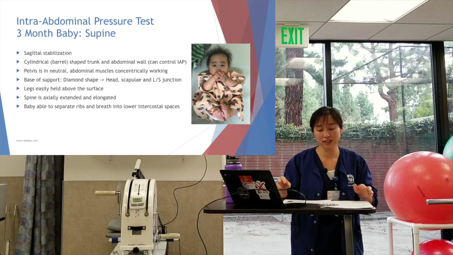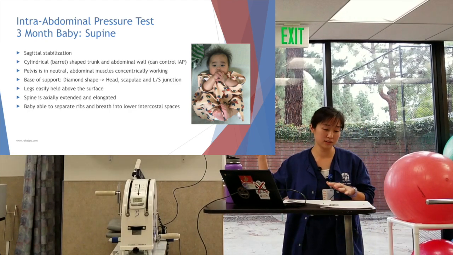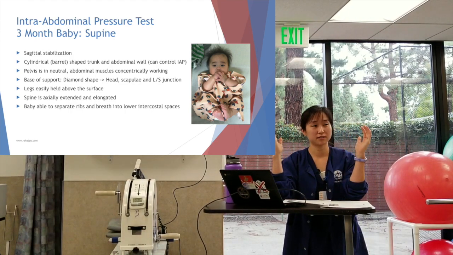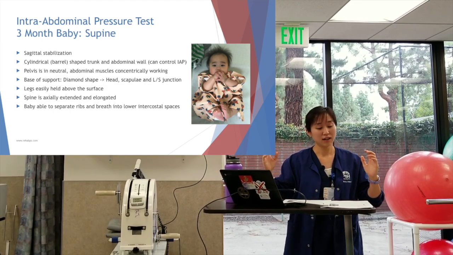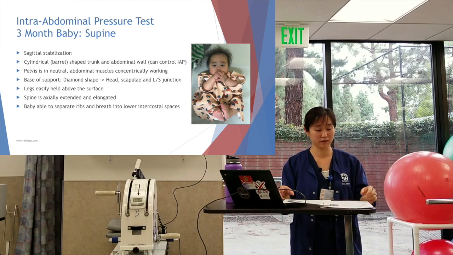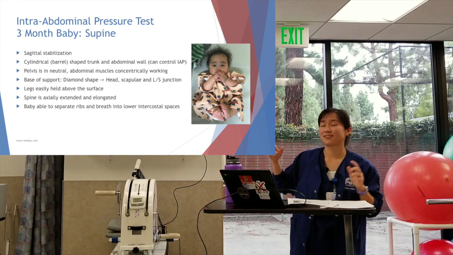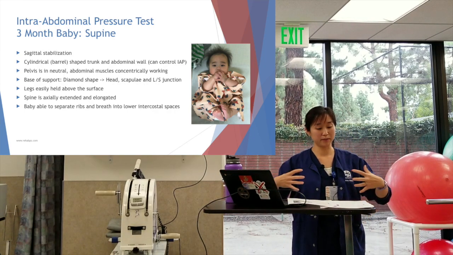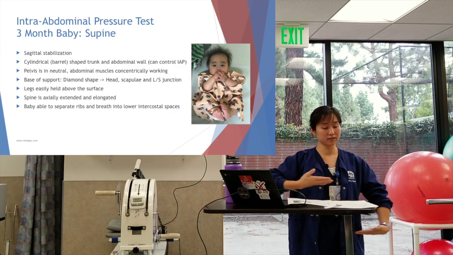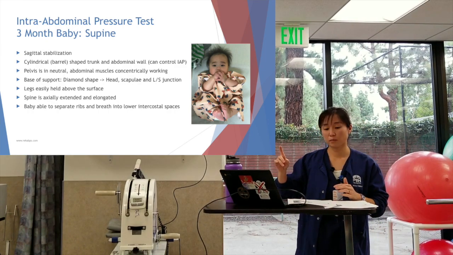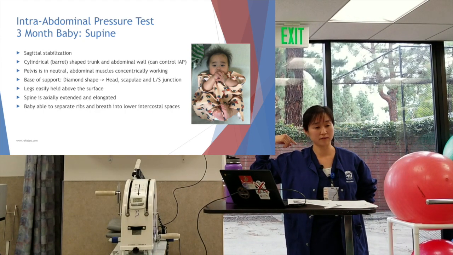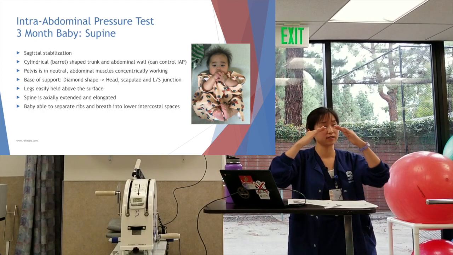Here we can look at him around 3 months. At 3 months, the baby should have good sagittal stabilization, meaning that he can keep his trunk in midline without wiggling all over the place. He has a little gown on, but the trunk should be kind of barrel-chested, and the abdominal wall cavity should be activated. Pelvis and diaphragm are neutral now, so they're parallel to each other. And then the base of support for the 3-month-old would be the back of the head, behind the scapula, and the pelvis, or LS junction. So it's a kind of diamond-shaped support.